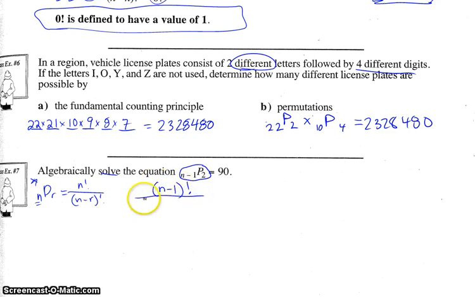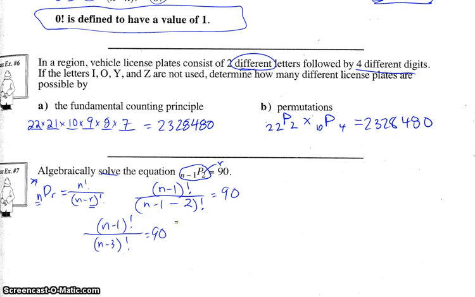Okay, so we would have, again, n minus 1 here, and then factorial around the outside. And we also know that r is basically 2. So everywhere we see r, which is right here, we'd put in a 2. So minus 2 equals 90. Okay, let's simplify that a little bit. N minus 1 factorial. On the bottom, n minus 1 minus 2 is going to be n minus 3 factorial.